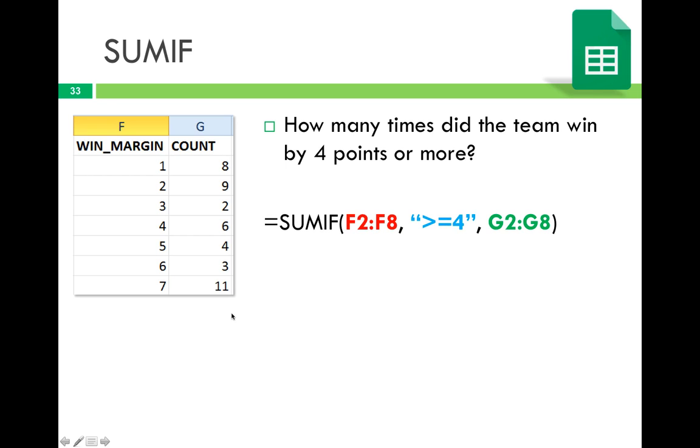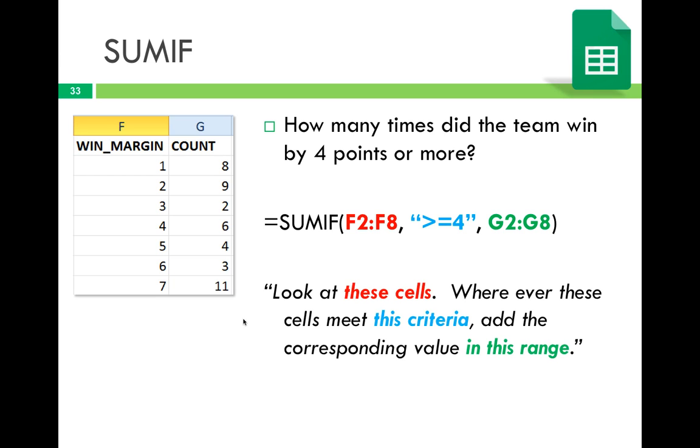So here's actually what that third argument did. If we include a second range of cells as the third argument, this is what this sentence now becomes. Equals SUMIF. I want you to look at the cells in this range, F2 to F8.